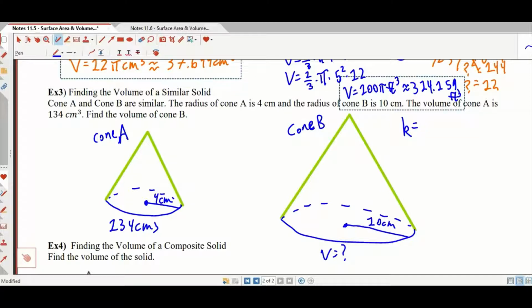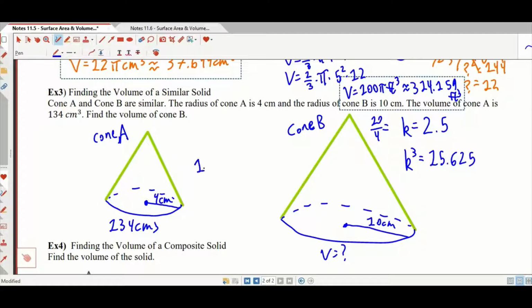All right, I'll go ahead and stop trying to do my Minnesota accent. And then we're going to do 10 over 4, because that's how many times longer the radius of cone B is than cone A, and I get 2.5. Now, k cubed is how many times more volume cone B has, so that's 2.5 to the third power, or 2.5 times 2.5 times 2.5, and I get 15.625. 15.625 is how many times more volume cone B has than cone A.